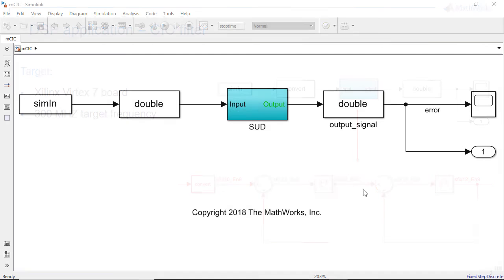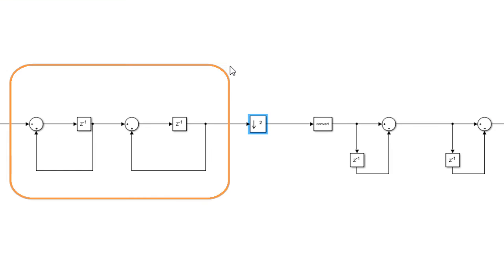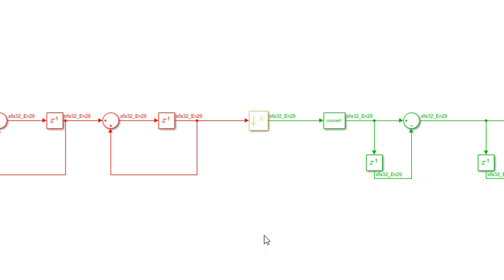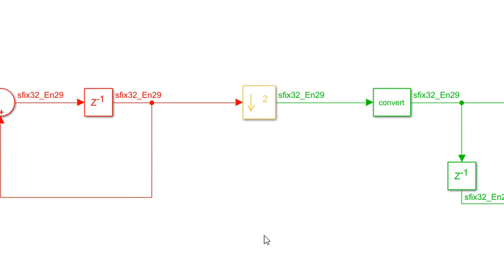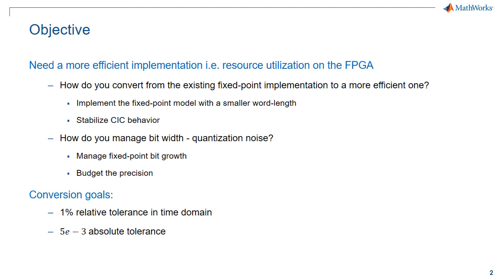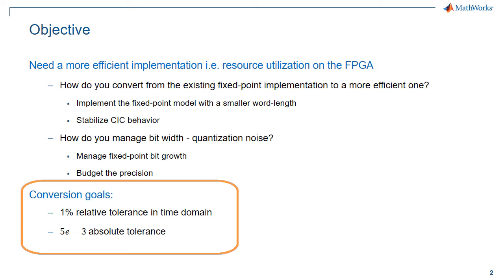Here is the CIC filter model with two cascaded integrators and a downsampling block followed by a couple of cascaded comb filters. We already have a fixed-point implementation of the model using 32-bit word-length data types. The objective is to get a more efficient implementation that is stable and manages the bit growth while meeting the tolerances as shown.